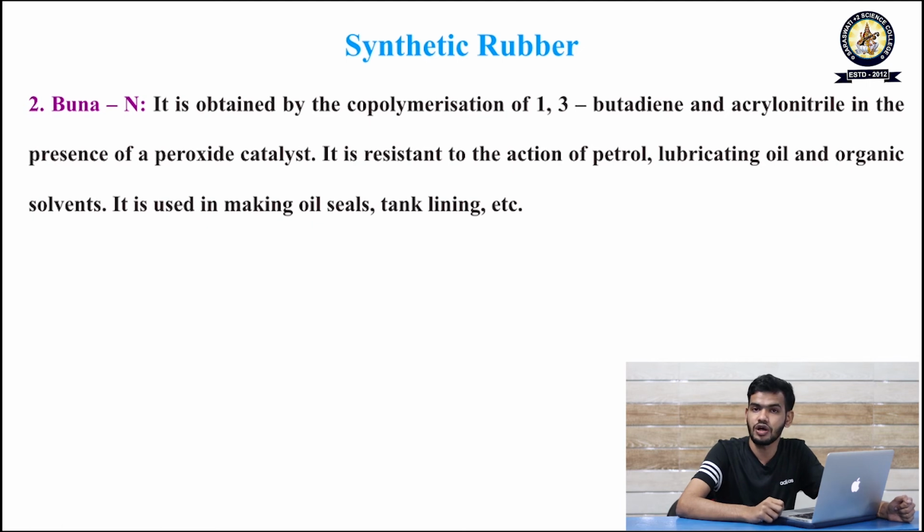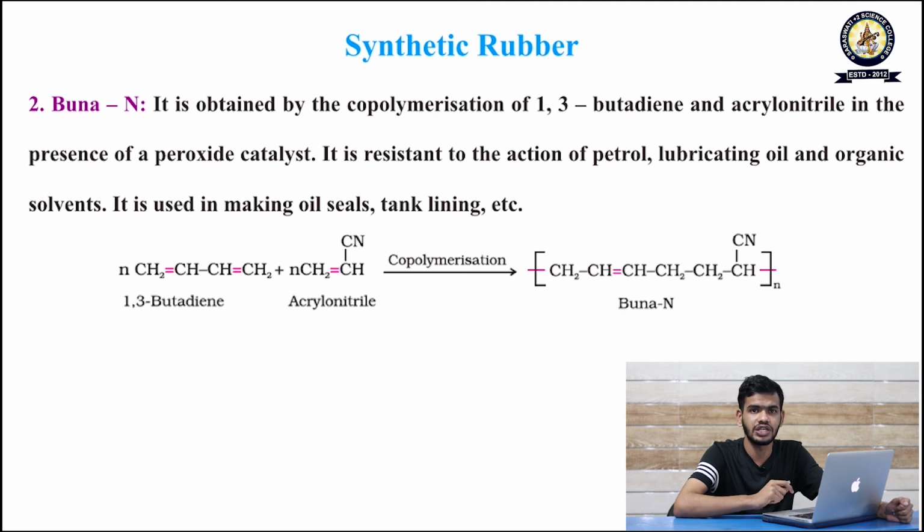So here the N term is coming from what? Acrylonitrile. Okay, so this Buna N is obtained by the copolymerization of 1,3-butadiene and acrylonitrile in the presence of a peroxide catalyst, and it is resistant to the action of petrol, lubricating oils or organic solvents, and that is why it is used in making oil seals or tank lining. So this is the reaction scheme of Buna N rubber synthesis. Here the 1,3-butadiene and acrylonitrile polymerize to form Buna N.